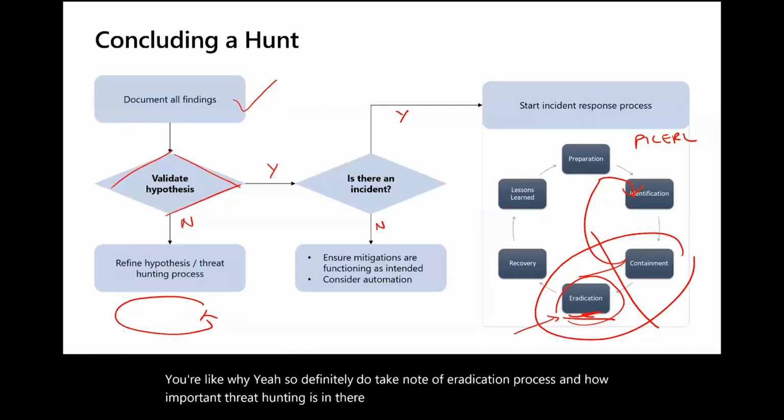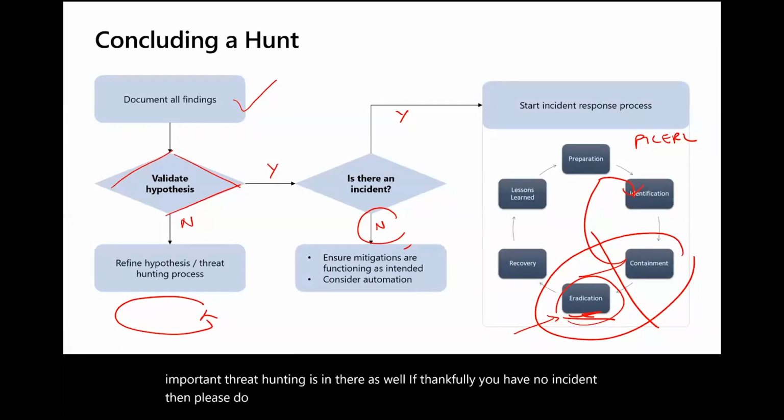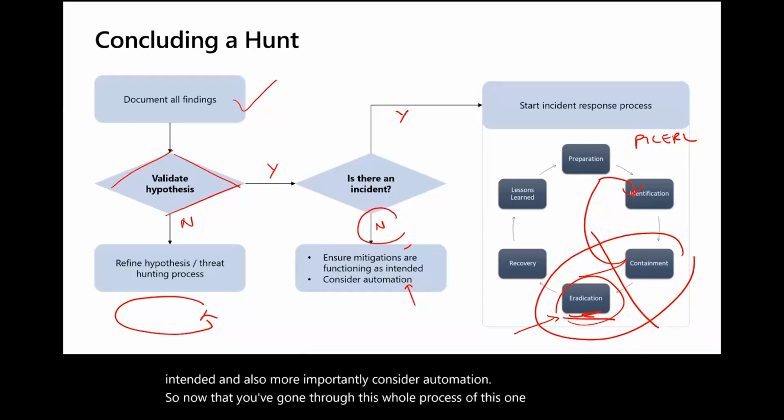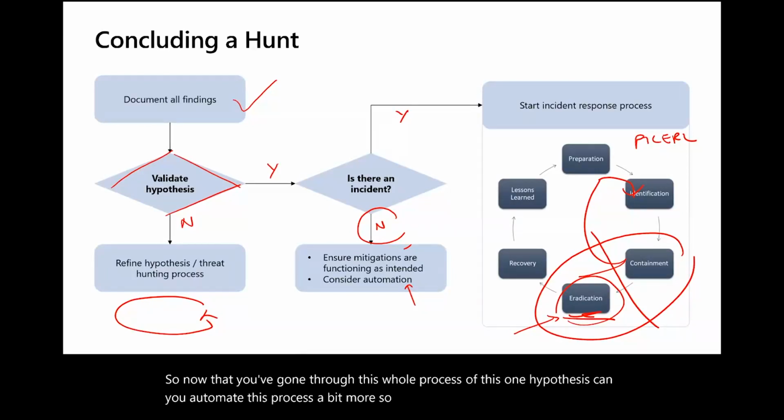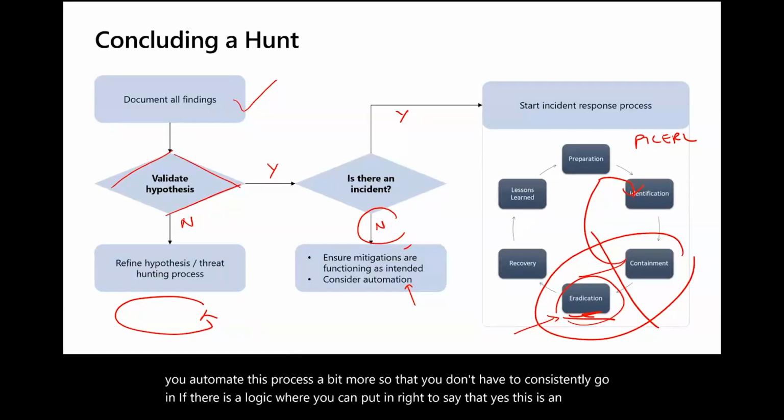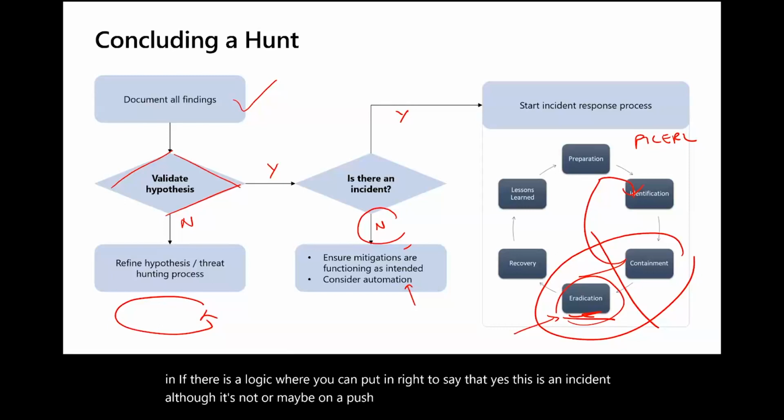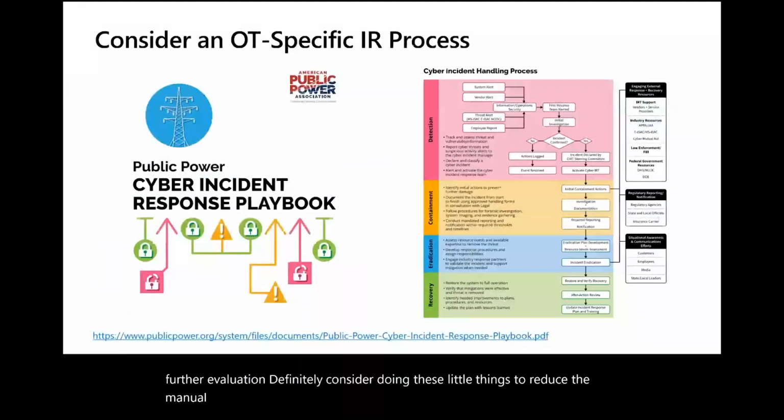If thankfully you have no incident, then please do make sure also that your mitigations are functioning as intended. And also, more importantly, consider automation. So now that you've gone through this whole process of this one hypothesis, can you automate this process a bit more so that you don't have to consistently go in? If there's a logic where you can put in, right, to say that, yes, this is an incident, or no, it's not, or maybe I want to push a service ticket out to a team to go and do further evaluation, definitely consider doing these little things to reduce the manual effort that's required.